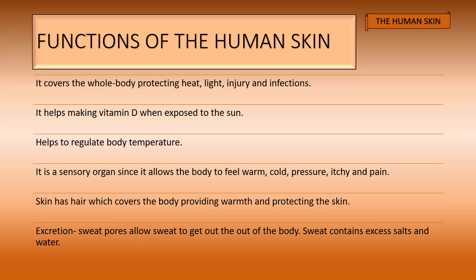Skin is also a sensory organ, so it allows the body to feel warm, cold, pressure, itchiness and pain, and this information is sent to the brain so that the brain can interpret how to deal with such signs. Skin has hair which covers the body, providing warmth and protecting the skin. Skin is also an excretory organ. It has sweat pores that allow sweat to get out of the body. The sweat produced here contains excess salts and excess water that get out of our body.